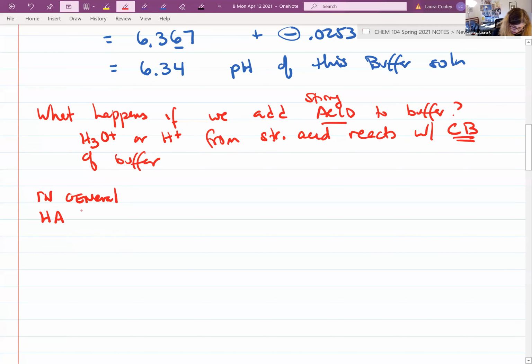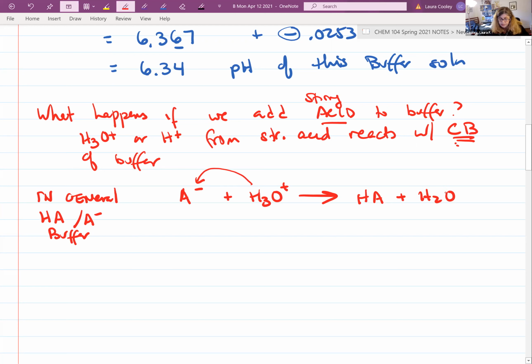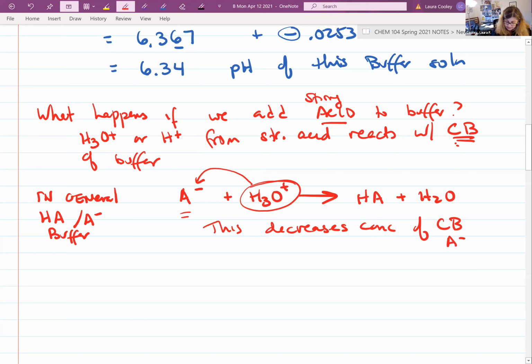if we have a buffer with HA and A minus, the conjugate base would be A minus. That would react with the H3O plus. This would go all the way forward, giving you HA and H2O. So what this does is, however much H3O plus you had in there, it decreases the concentration of the conjugate base, the A minus, and it increases the concentration of the weak acid, HA.